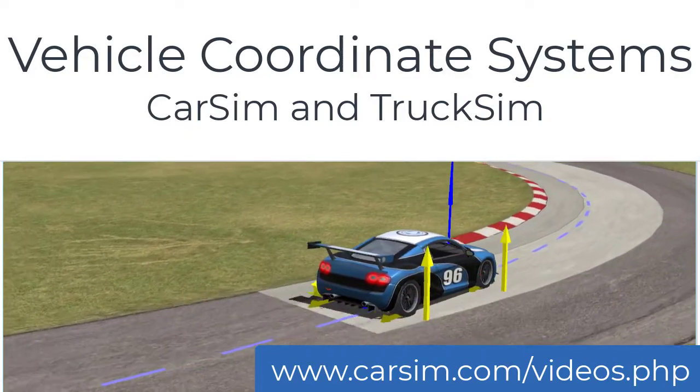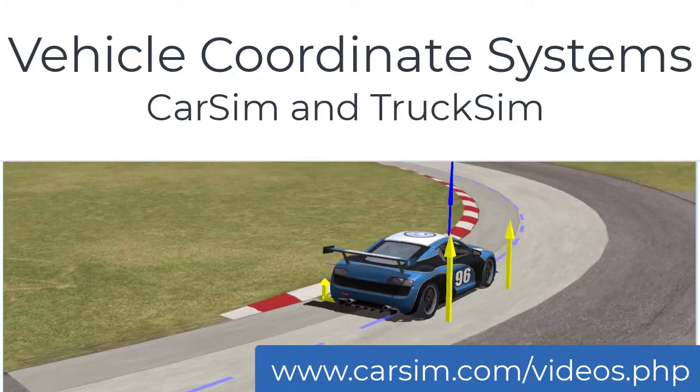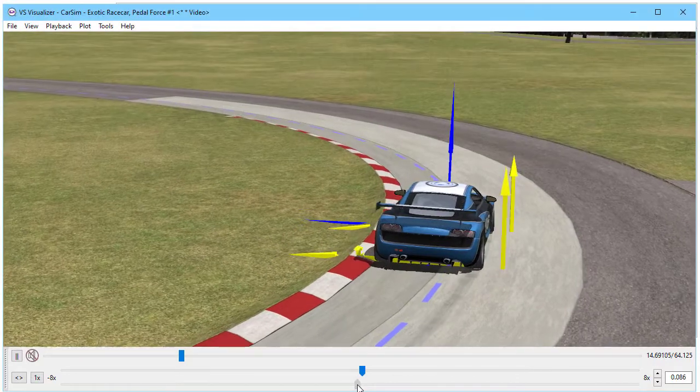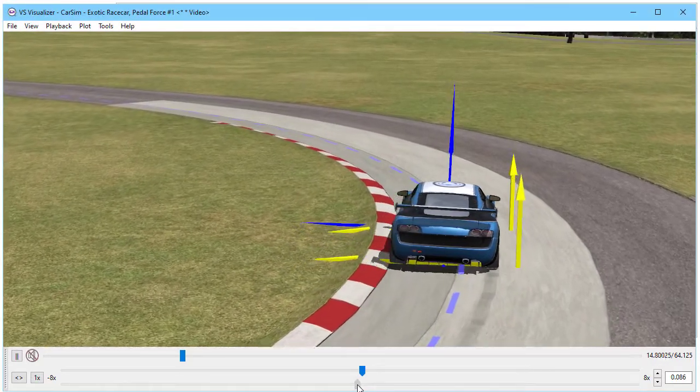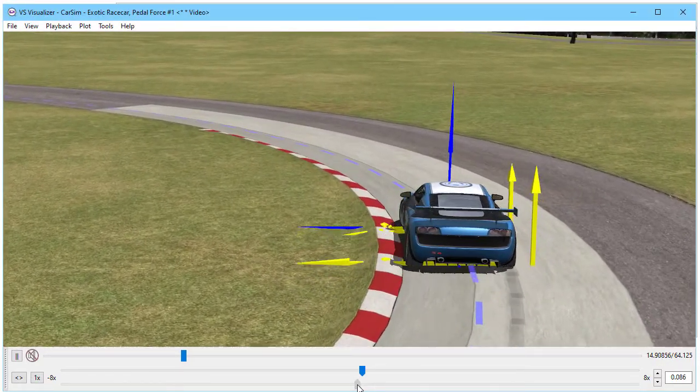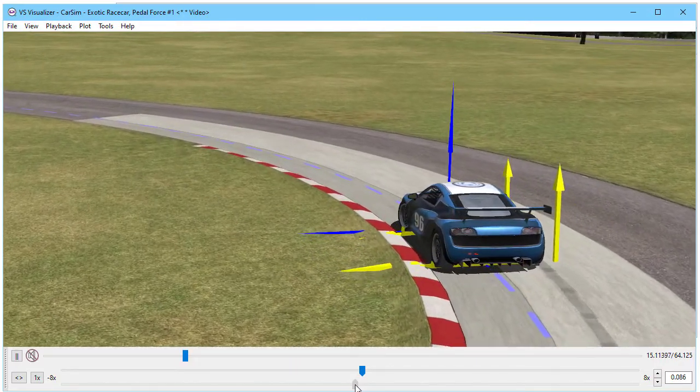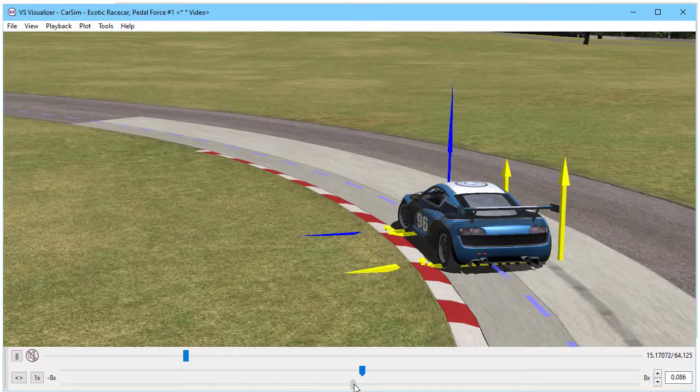This video will go over the coordinate system used in the vehicle models in CarSim and TruckSim. If you are new to the software, it might help you learn about some of the output variables that describe the vehicle location and orientation in the simulation. The coordinate system is also essential for locating suspensions and other parts of the vehicle.